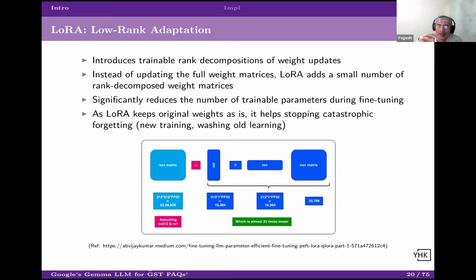So R is rank. Instead of doing n into n, we split it into two matrices, n into R and R into n. And then we can use this. Finally, of course, we make it n into n again and then use it for inferencing. So this is the basic concept behind R, rank, and then LoRA.